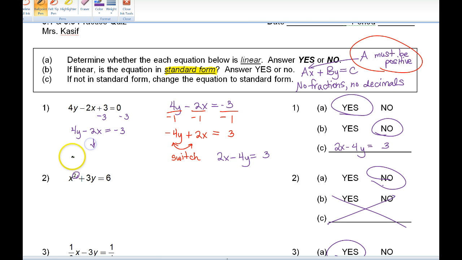If you switch it from here, it would be a negative 2x plus a 4y equals negative 3. And we don't want the negative, which is fine, but I gotta make this positive. So I have to multiply or divide everything by negative 1. And you would still get the same result. That's why I said some people might do things in a little bit different order, and it's fine. You need to make sure that you get the same result, that the first one always has to be positive.